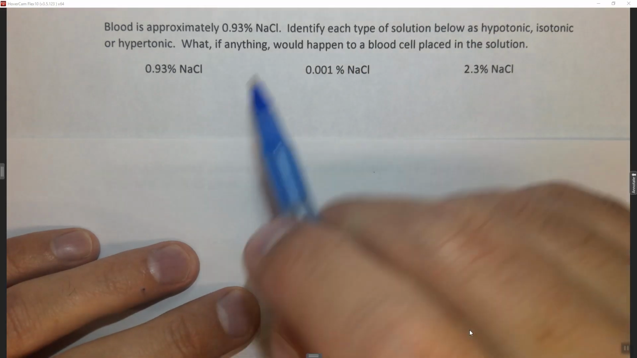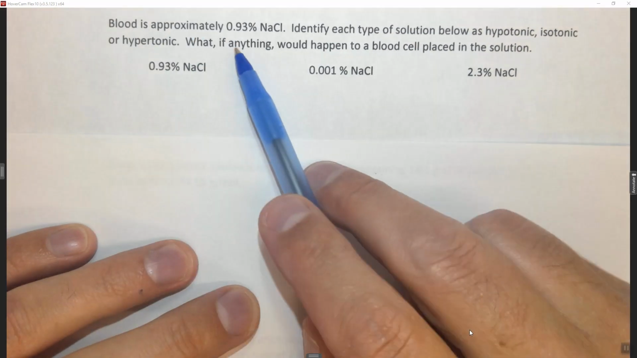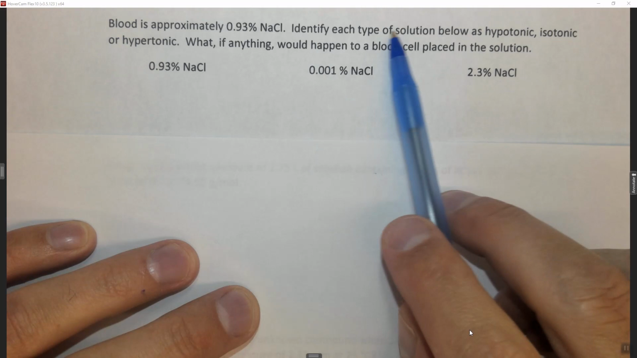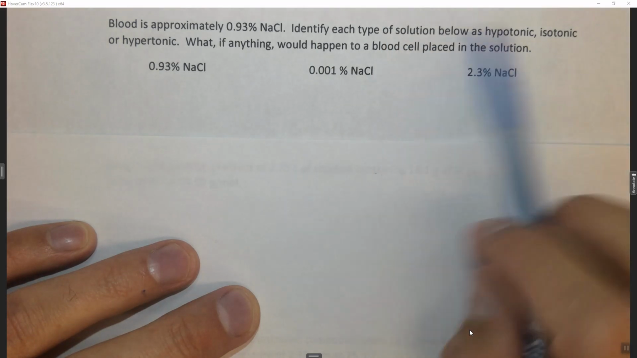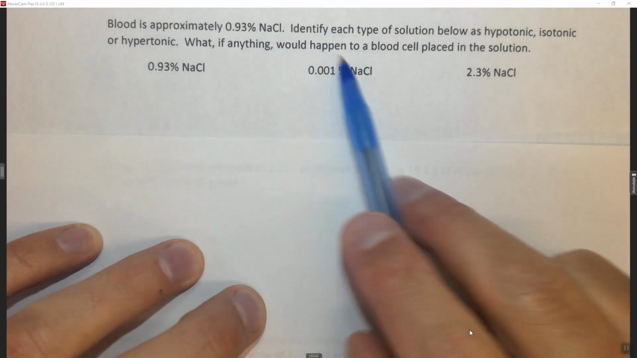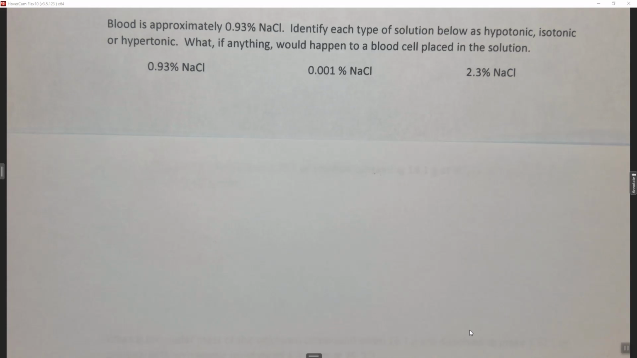All right, so this one is kind of one you just need to memorize. It says blood is approximately 0.93% NaCl. Identify each type of solution below as hypotonic, isotonic, or hypertonic. What, if anything, would happen if a blood cell was placed in the solution?